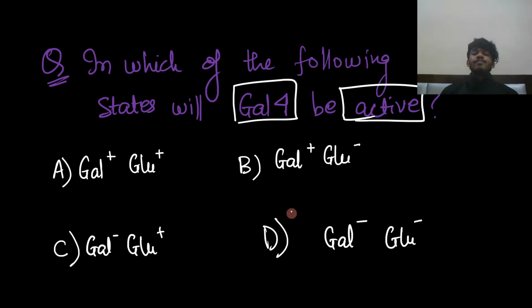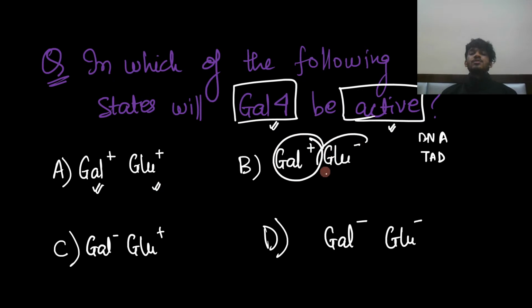Okay, so it's very simple. Gal4, if it is active, should be bound to the DNA and should have an active transcription activating domain. For that to happen, there must be presence of galactose and absence of glucose. So option B is the correct answer for this particular question.